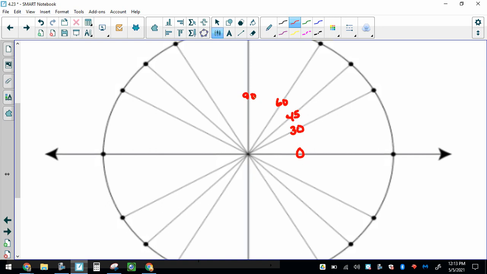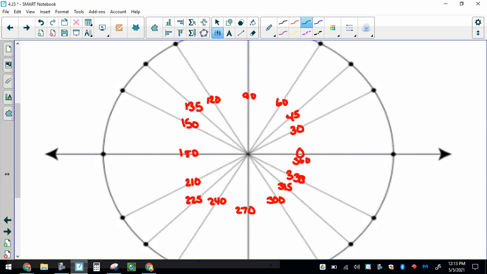If I carry on around, I've got 120, 135, 150, 180, 210, 225, 240, 270, 300, 315, 330, and then remember, 0 and 360 are exactly the same. Making one full loop around the circle takes you right back where you started.